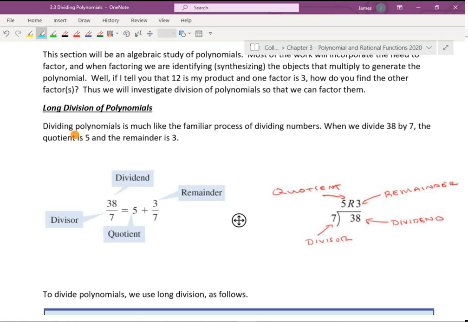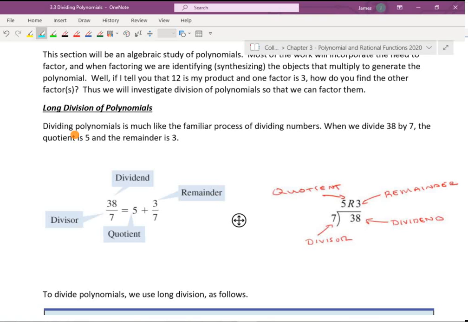Okay. Now, you can divide any number by any number, yes? So I could take any polynomial and divide it by any polynomial. Does that mean that every polynomial is divisible by any polynomial? No, because it's dependent on the remainder. But I could take 38 divided by 7.